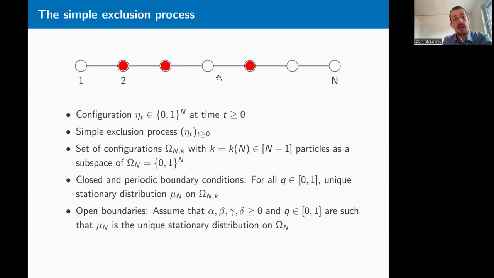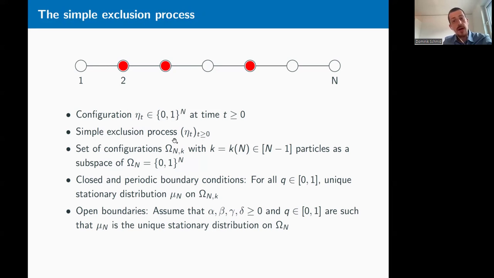So whenever we think about the simple exclusion process on a segment of length n, I want to treat it as a configuration eta_t out of {0,1}^n at some time t, where you can think of placing a 1 at position x if at position x we see a particle, and a 0 if we have an empty site. Now this defines a continuous-time Markov chain, which will be our simple exclusion process.